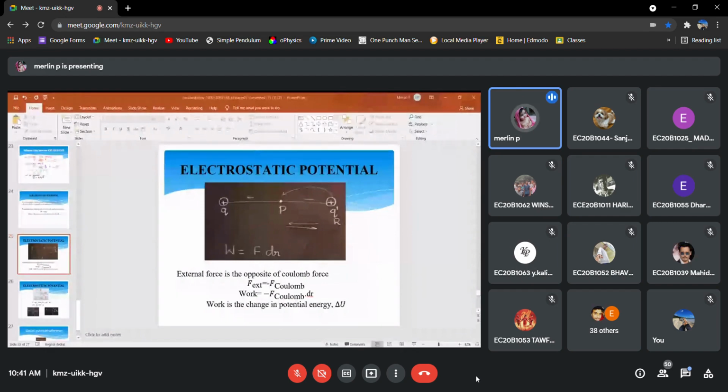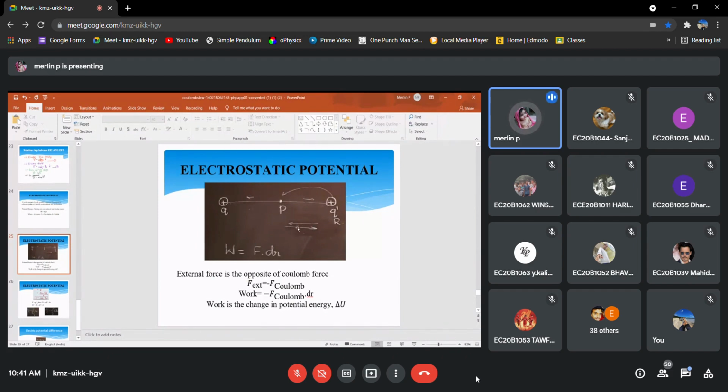Since there are two positive charges placed at a distance of r apart, what will happen? Positive charges will automatically repel. That is the law of Coulomb. If we need to move this positive charge q dash to a particular point P, in the direction near the other positive charge, we need some force, we need some work done.